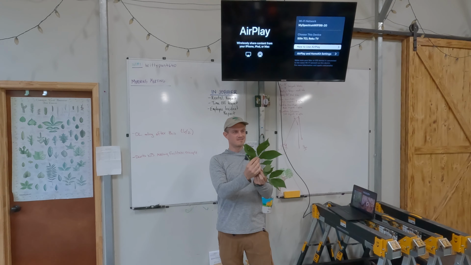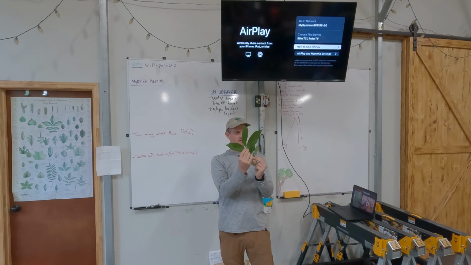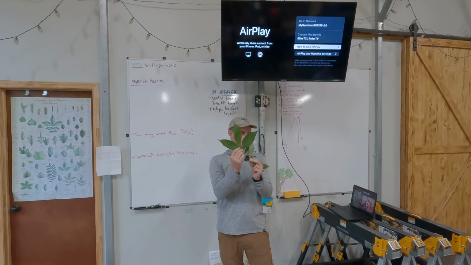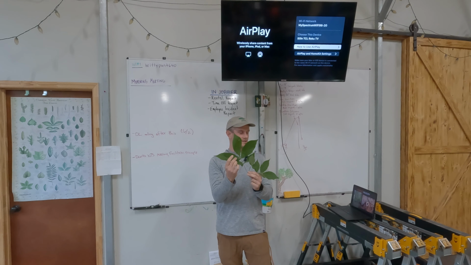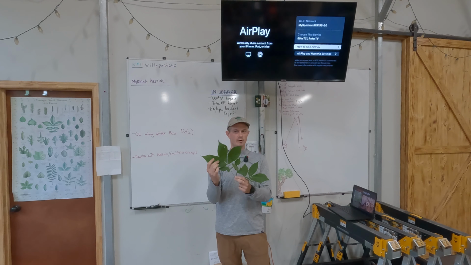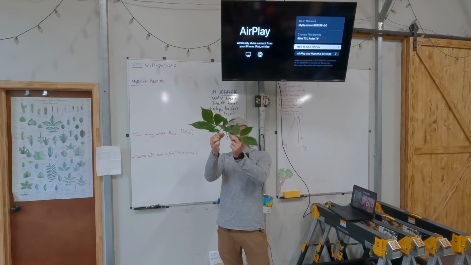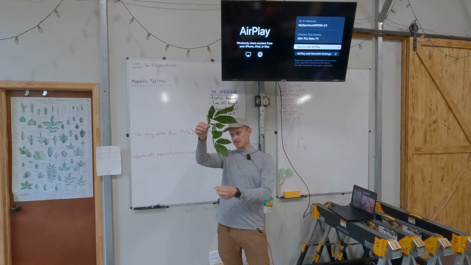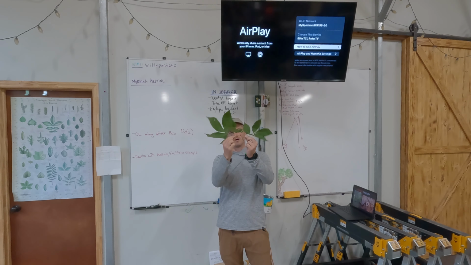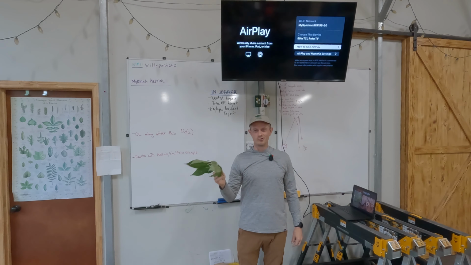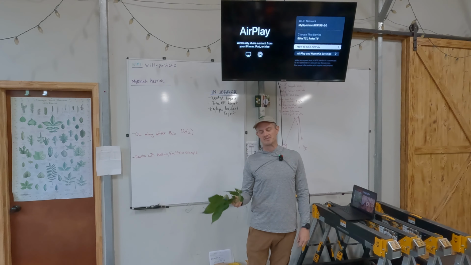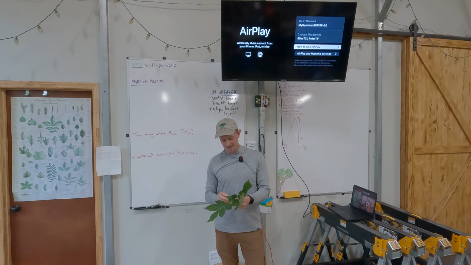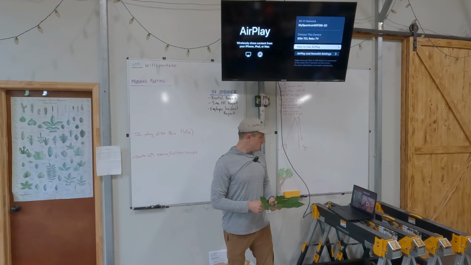We have these leaflets that are opposite each other on the rachis, but we have to remember that a leaflet is not a leaf. It is a subcomponent of a leaf. So this whole thing is a leaf, and it's alternate on the stem. That's how you would differentiate, especially between hickory and ash.